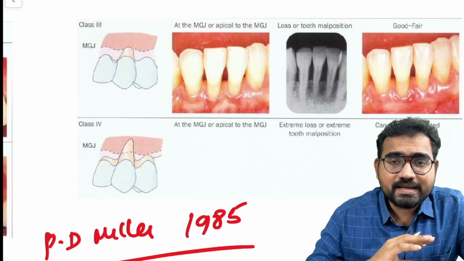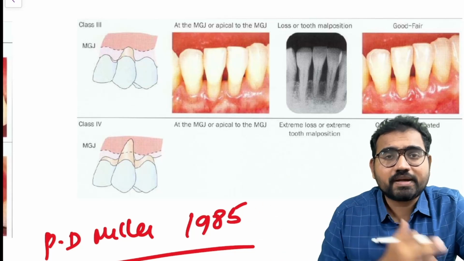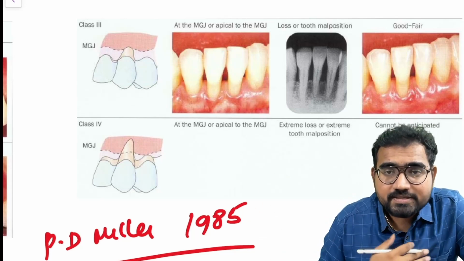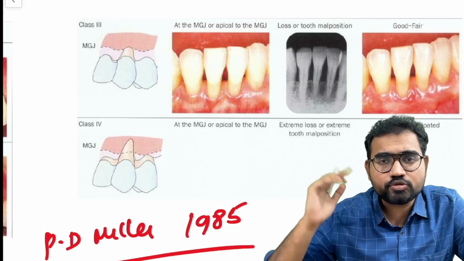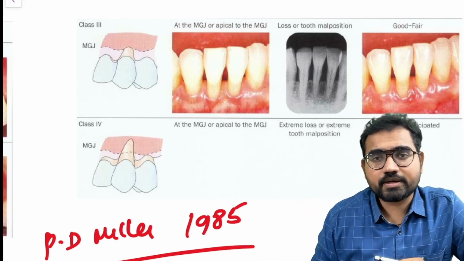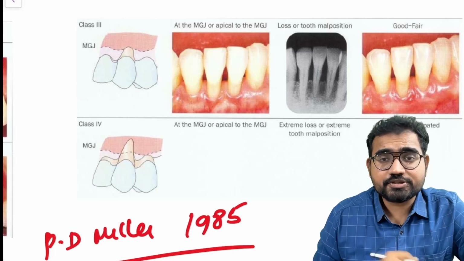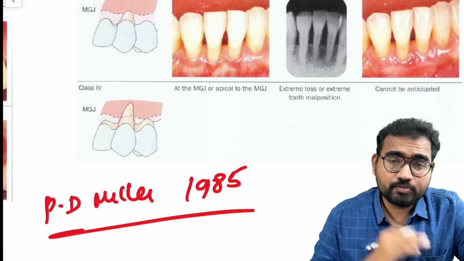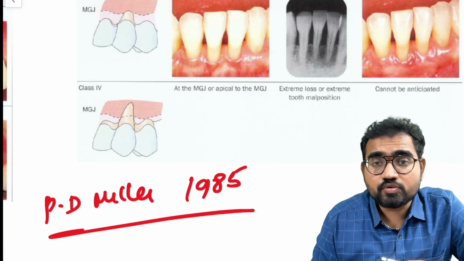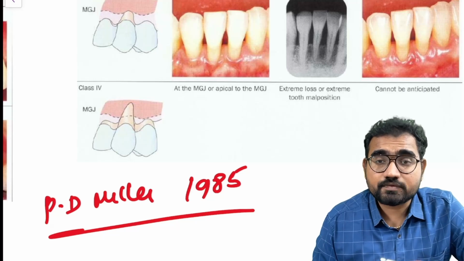Class 4 is the exact, more severe version of class 3. There is going to be excessive soft tissue loss, excessive bone loss, tooth malposition, tooth collapse, tooth mobility. All those things will come under class 4. And in these patients in class 4, root coverage is contraindicated. To be specific, you should not do a root coverage procedure for a class 4 patient.